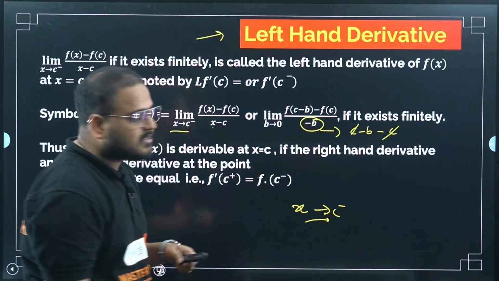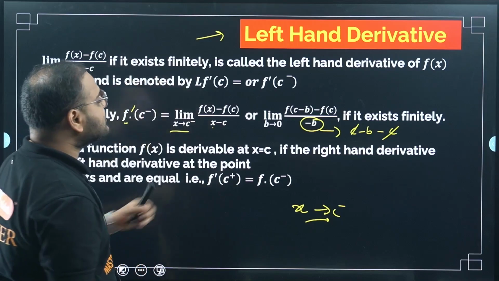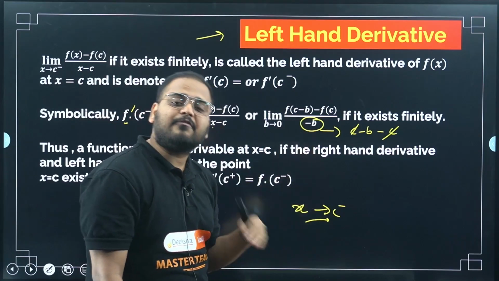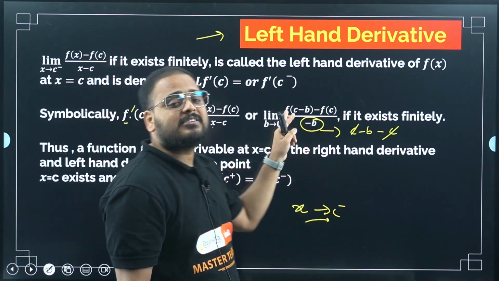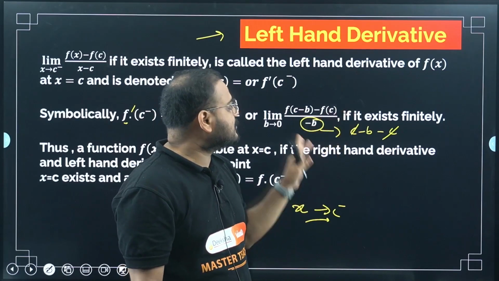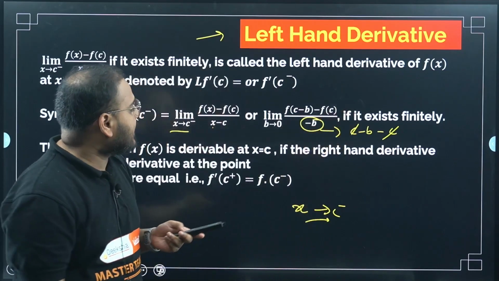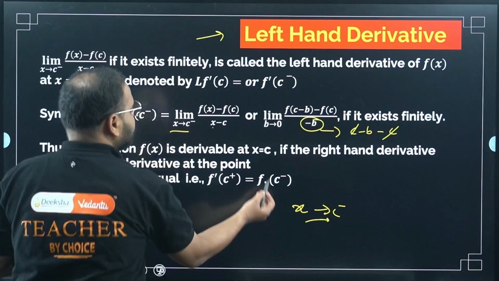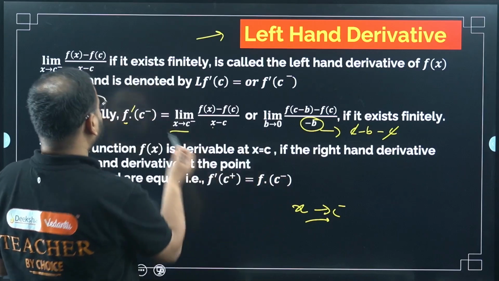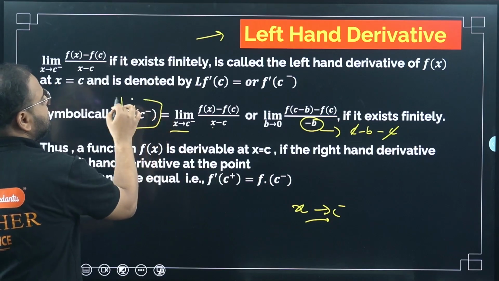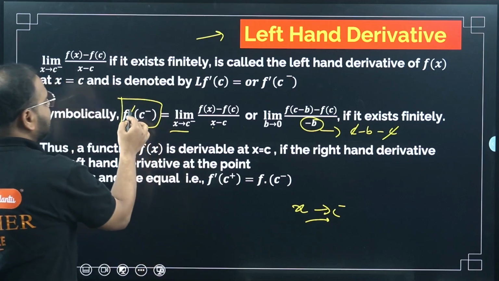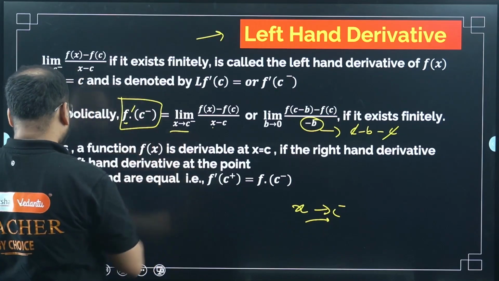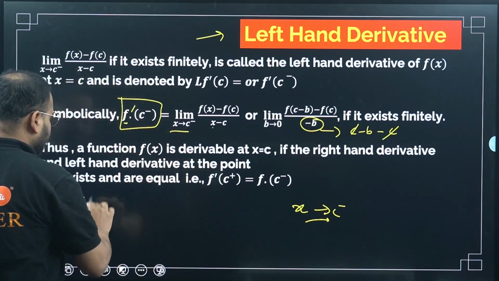I hope you understand this. So for the right hand limit, we write it as f of c plus b minus f of c upon b, and for the left hand limit, we write it as f of c minus b minus f of c upon minus b. The representation looks the same way. The representation is this: f dash of c plus and f dash of c minus. F dash means derivative. F dash was the symbol.